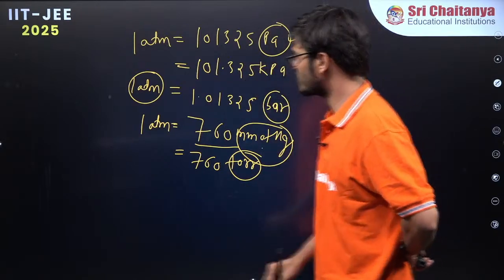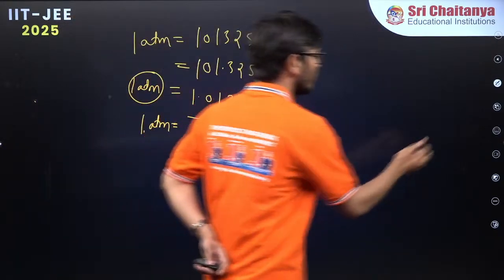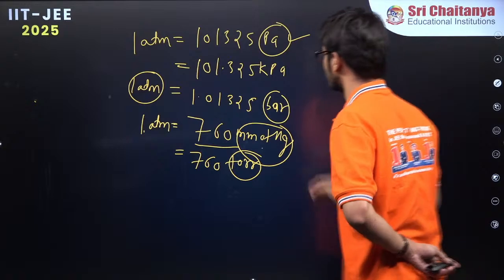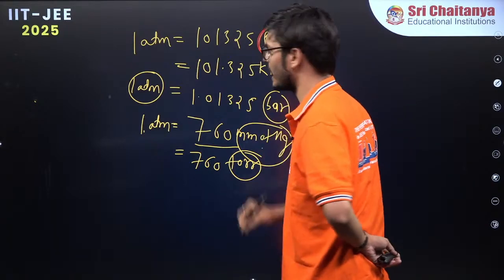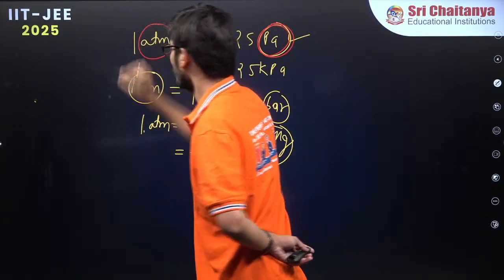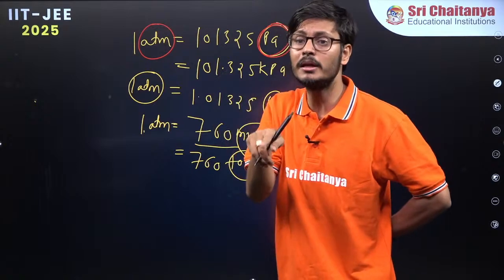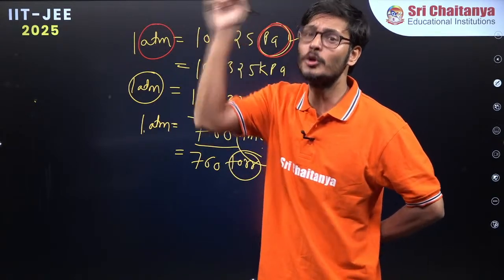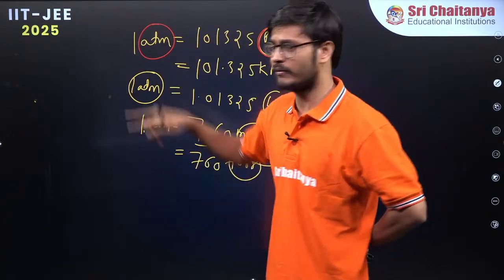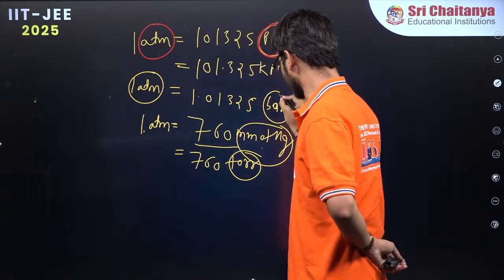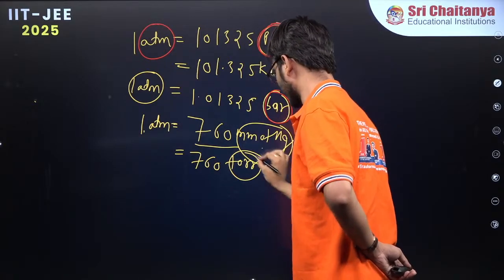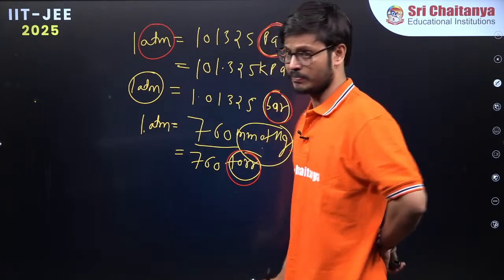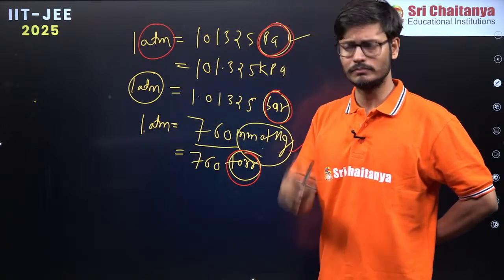So these are the units, beta ji, which you will need during the study of chemistry. One is Pascal, which is the SI unit. Then we have atm. Most of the time we'll be using atm because that is the pressure present at room temperature. Then we have bar, and then torr or mmHg. So these are the unit conversions for pressure.